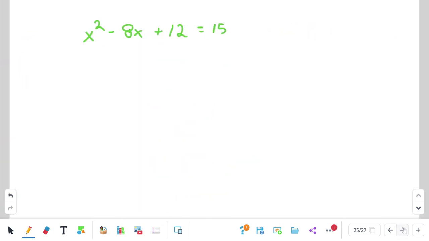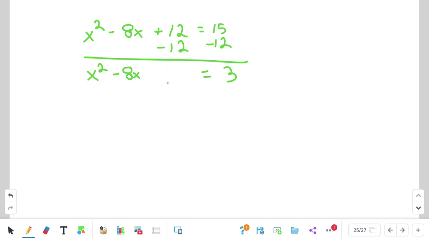Okay, let's look at another one. Okay, does this one work? No, because half of 8 squared isn't 12. So some people just say, look, I wanted 16 here, so I'm going to add 4 to both sides. Other people say subtract 12 from each side to get x squared minus 8x equals 3, and then figure out what you need to add there and add it to both sides.